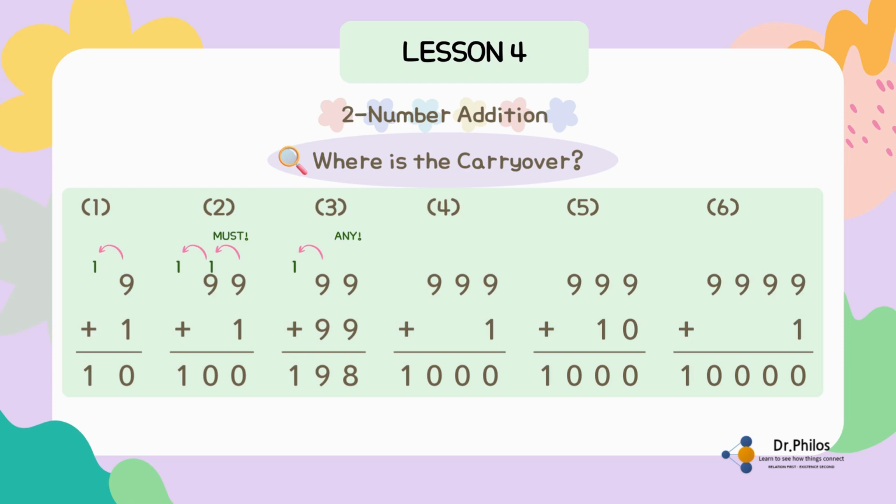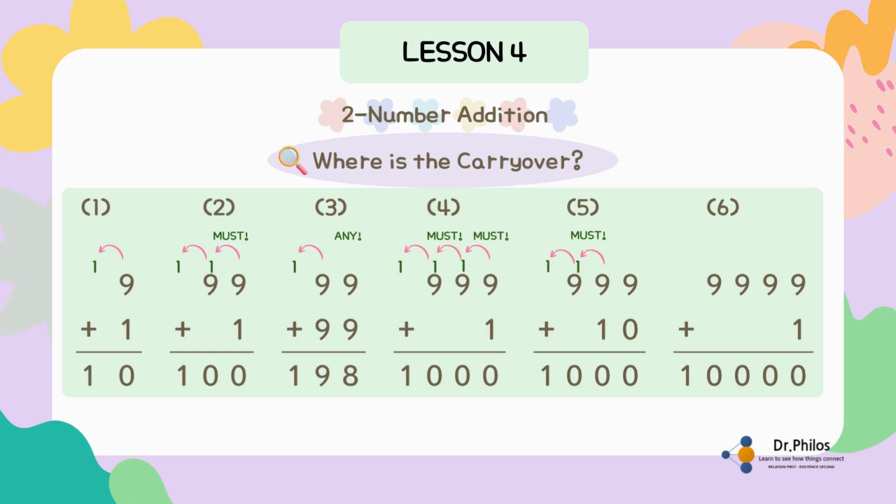In number 4, a carryover happened in the hundreds place. For that to happen, a carryover must happen in the tens place. And for a carryover to happen in the tens place, it must happen in the ones place. In number 5, a carryover happened from the hundreds place to the thousands place. For this, a carryover must happen from the tens place to the hundreds place.